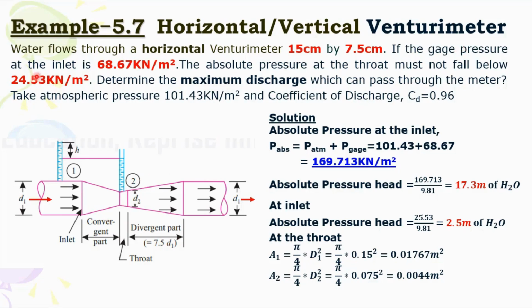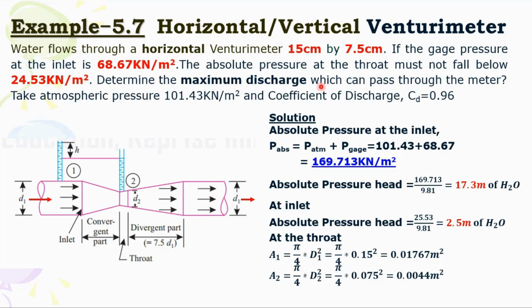So if the gauge pressure at the inlet is 58.67 kilopascal, and the absolute pressure at the throat must not fall below this one, so it should be more than this. This is the absolute pressure at the throat. This is the throat, this is the inlet, then the convergent part, then the divergent part. Then it will go out to the original dimension.